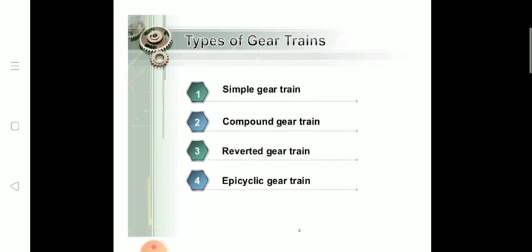Now there are different types of gear trains like the simple gear train, compound gear train, reverted gear train and elliptical gear train. As per the application needed and the use of transmitting power from one shaft to another shaft, we use different kinds of gear trains. In gear trains, there are driver gears and driven gears.